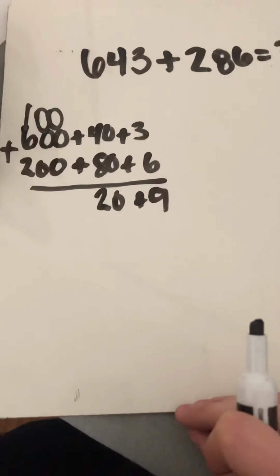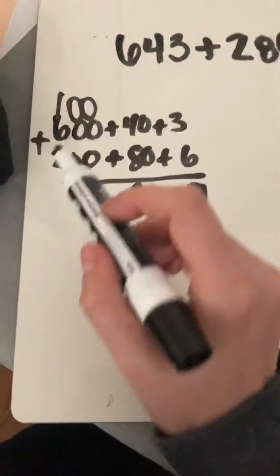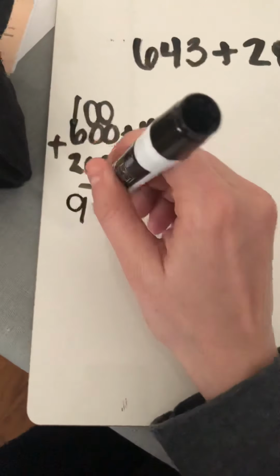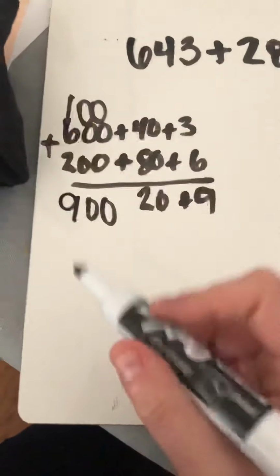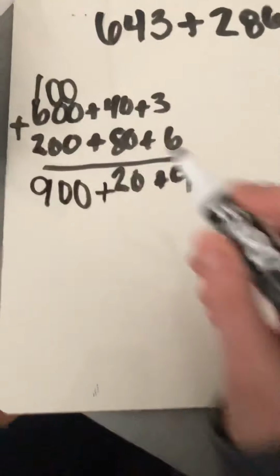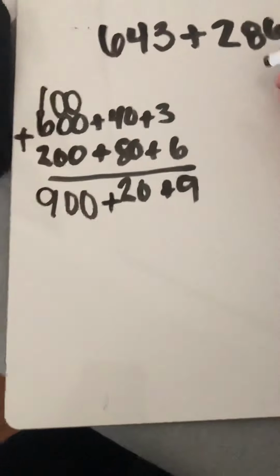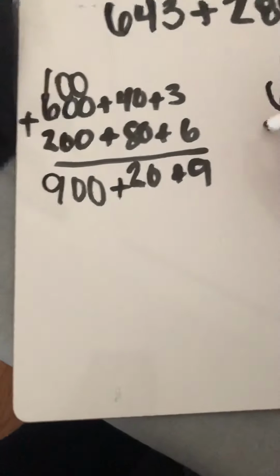I regrouped it over there. Now I'm in the hundreds place and I'm gonna add my hundreds. I have 600, 700, 800, 900. And there's nothing to regroup because I didn't get 1,000. I didn't have 10 hundreds to move to the thousands place. If I did, I could just regroup it. My answer is 900 plus 20 plus 9. Hopefully you're saying 929. Let's make sure we get the same thing when we stack and add.